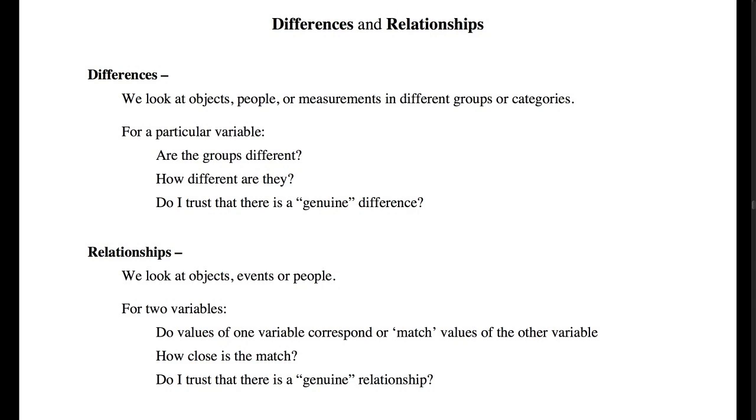In other words, we measure two variables, we do that for several individuals, and we look at whether the values of one variable match up or line up with the values for the other variable in any way. If they do, we ask questions like, how close is the match? And do I trust that there's a genuine relationship? In other words, based on my sample data, am I able to conclude that there's a relationship in the population?